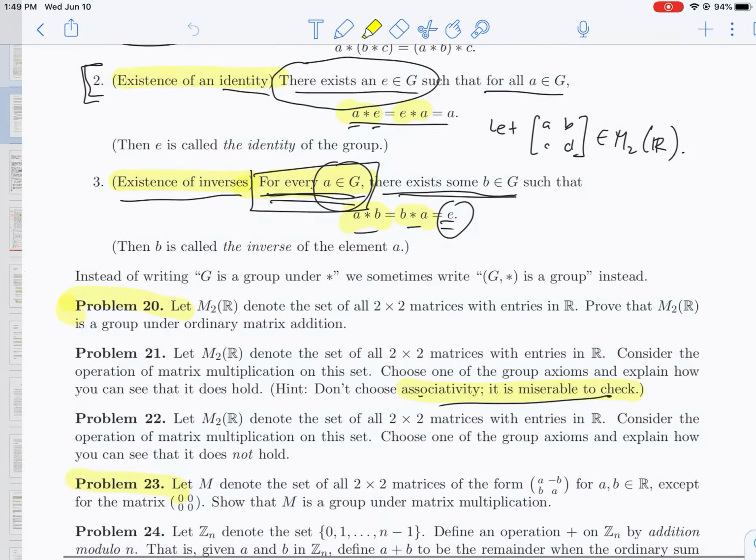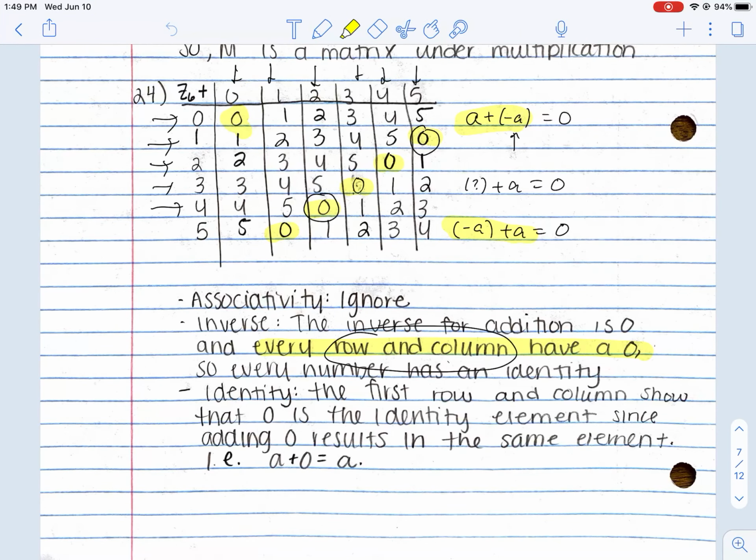Okay. All right, and then I think that associativity, I said, is not very visual, but identity you can see because, first of all, it says the first row and column show that 0 is the identity element. So they're looking at the first row and the first column in all this. So that would be like these guys. So what do you see there that shows you 0 is the identity? If you read their description, it just says adding 0 results in the same element, which is just a statement of what it means for 0 to be the identity.